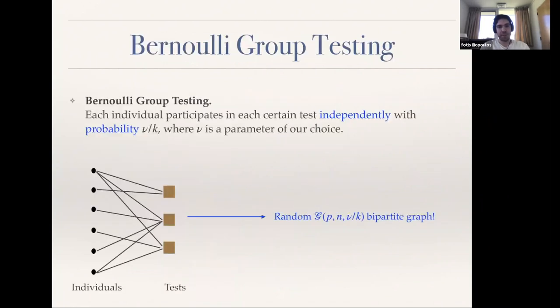Yeah. Good. So now in this talk, we will focus on perhaps the simplest way to do the test design, which is called Bernoulli group testing, which is yet information theoretically optimal, at least for the approximate recovery task. Basically, in the Bernoulli group testing design, each individual will participate in a certain test independently with some probability mu over k, where mu is a parameter of our choice. In terms of the bipartite graph that I was explaining earlier, you can think that we choose this graph randomly. Each edge from left to right appears with probability mu over k. And this is called the Bernoulli group testing design. Okay.